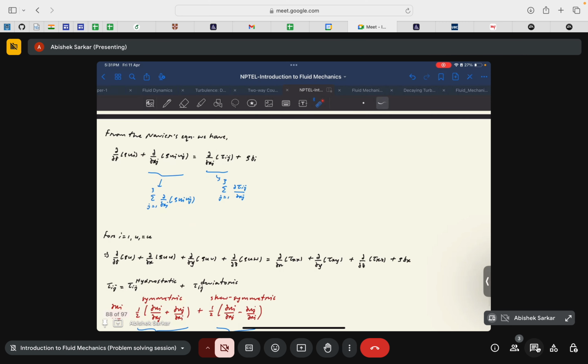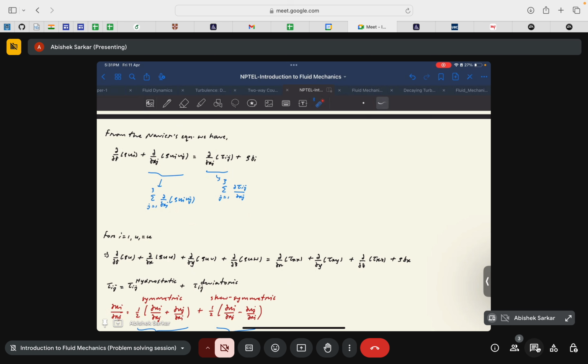You will understand when we take one example. Say for i equal to 1, u1 would be equal to u. For i equal to 2, u2 would be v, and for i equal to 3, u3 will be equal to w. Then just replace i by 1, so we have dou by dou t of rho u, and the second term we have summation over j.